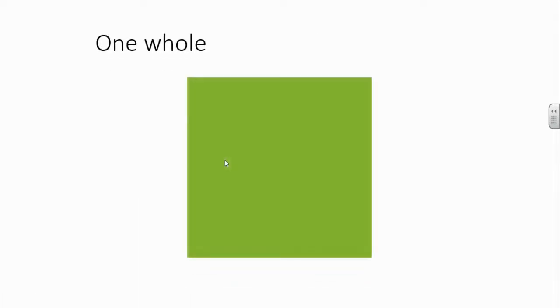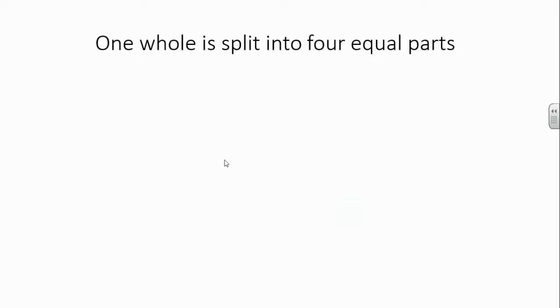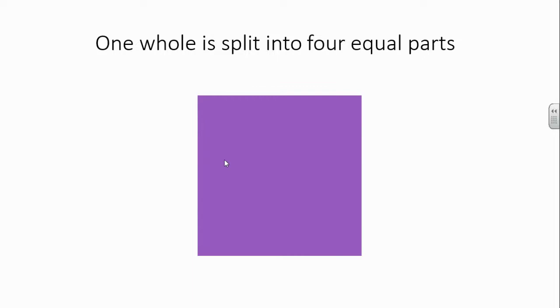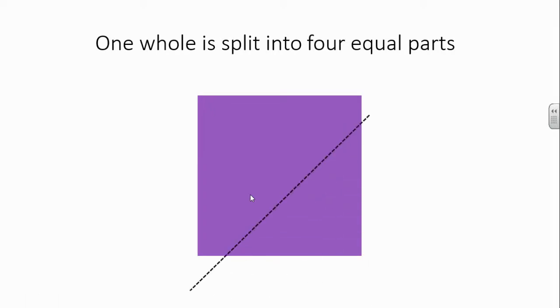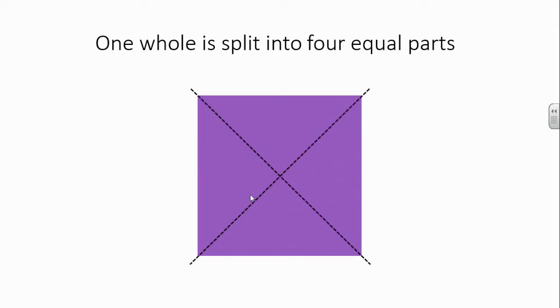Right, so I've got one whole of a square. I'm going to split this one whole into 4 equal parts. So first I drew the vertical line and then the horizontal line. Let's see if I've got 4 pieces there. 1, 2, 3, 4. So you've got 4 equal parts. Or I could draw the diagonal lines. Right, let's see for the rectangle.